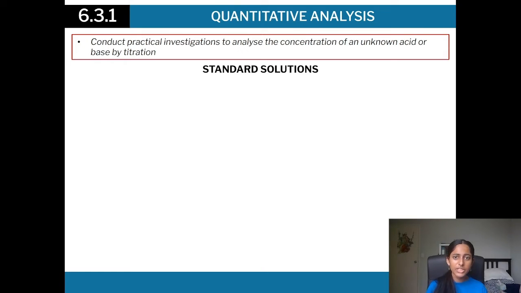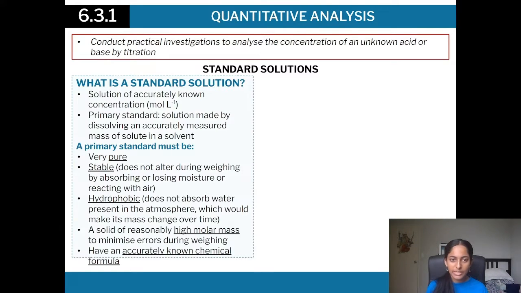So for this, you need to know how standard solutions work. Standard solutions are solutions that have an accurately known concentration, and you use something called a primary standard. This is the product that you use before you do the volumetric analysis. A primary standard needs to be very pure. It needs to be stable, so that means not losing its moisture or even gaining moisture from the air.